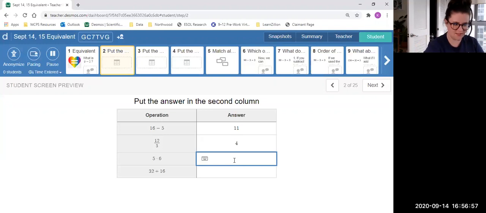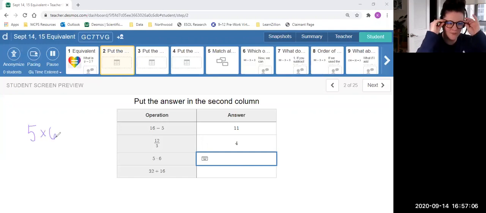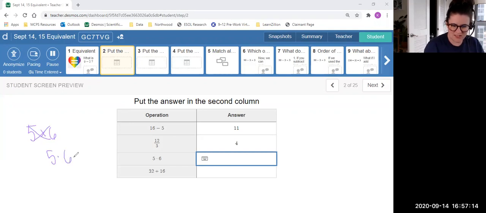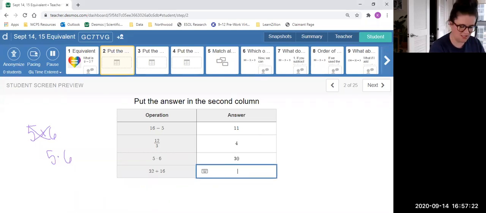We don't really use the X anymore, the thing that looks like this. We don't say like 5 times 6 anymore because that X is now going to be a variable. It could mean a number, it could represent some sort of value. So we don't do this anymore. We would do 5 times 6, which is, let me get this in here, which is 30. And then 32 plus 16 will give you 48. All right, so those are the first answers there.